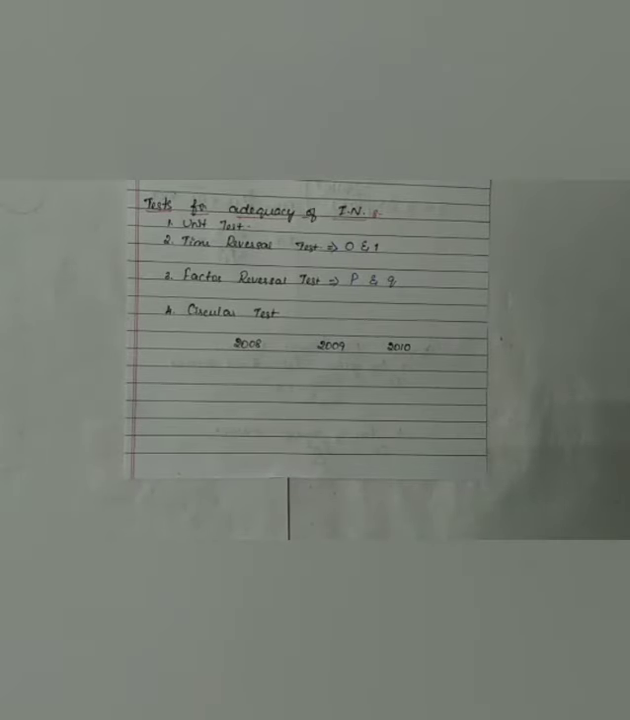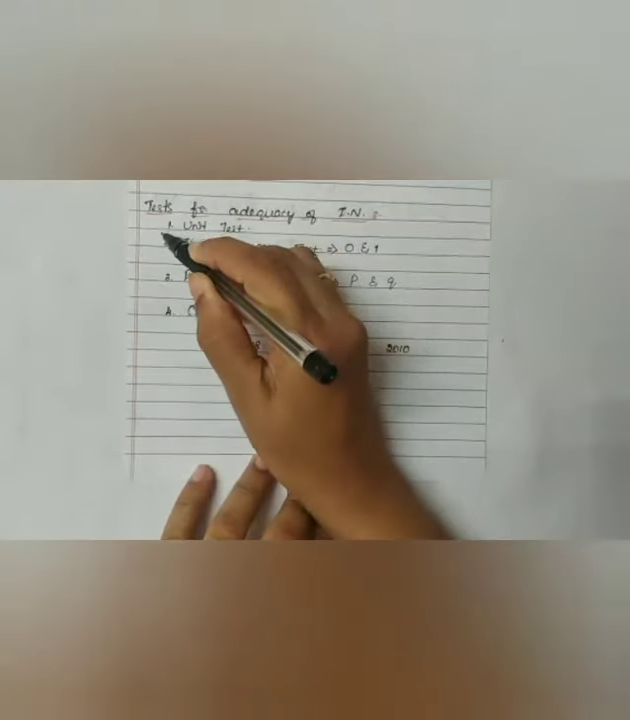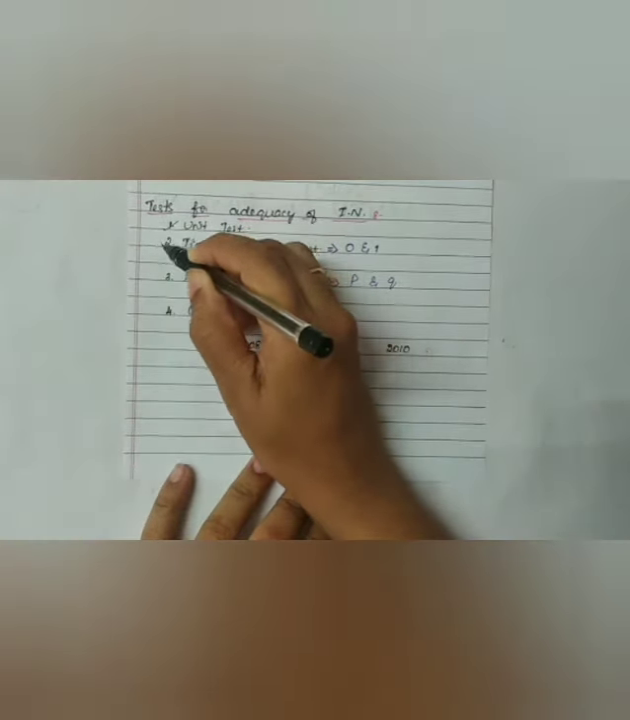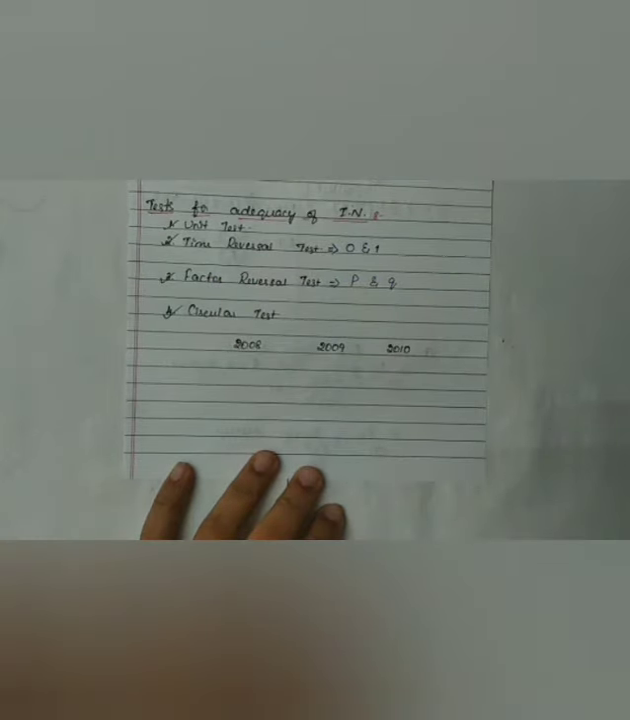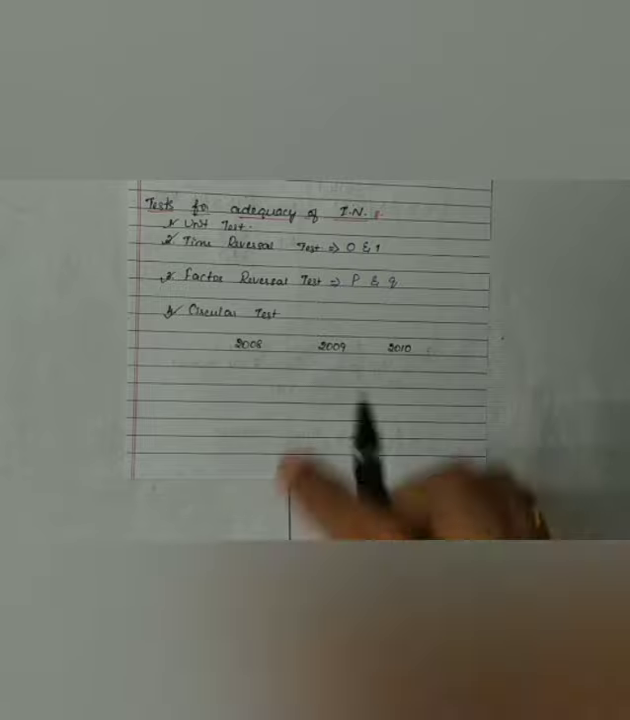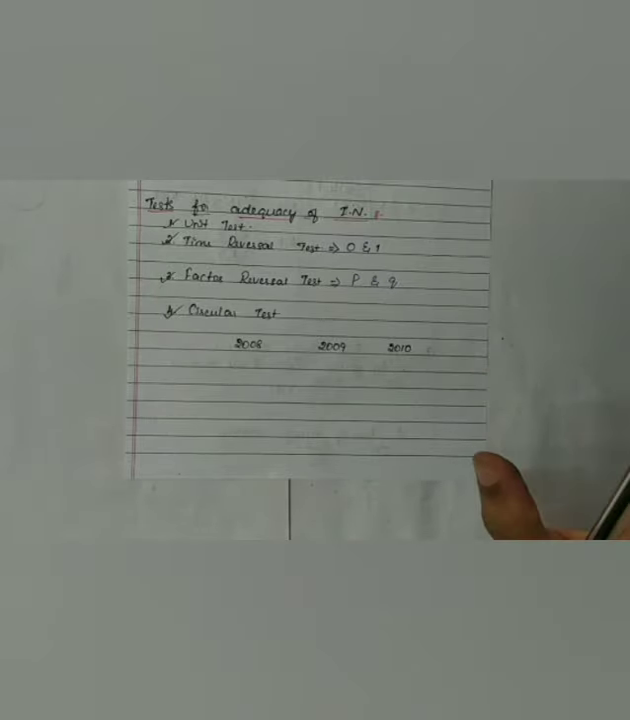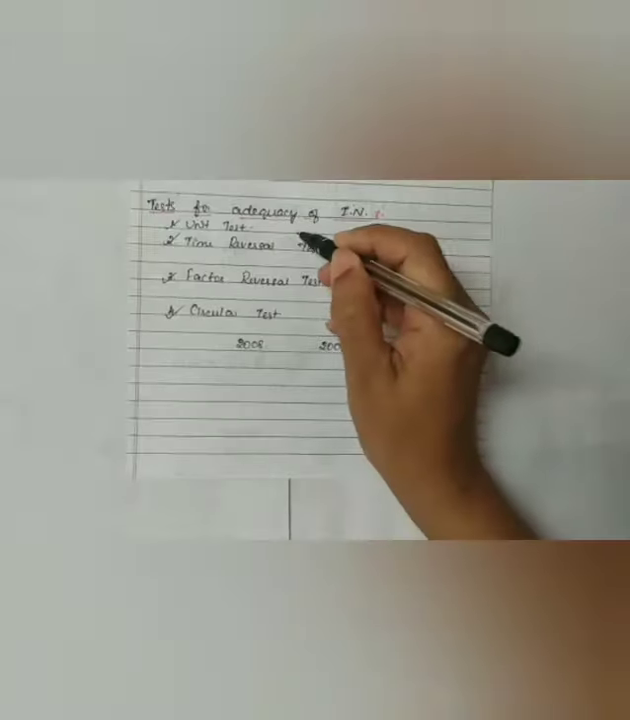The last topic, that is test for adequacy of index number. Here basically there are 4 tests: unit test, factor reversal test, time reversal test, and circular test. So first one is the unit test. This test requires that the index number should be independent of the units in which price and quantities of various commodities are quoted. This test is satisfied by all the index number formulas except the simple aggregative price index formula. So that's it about the unit test.